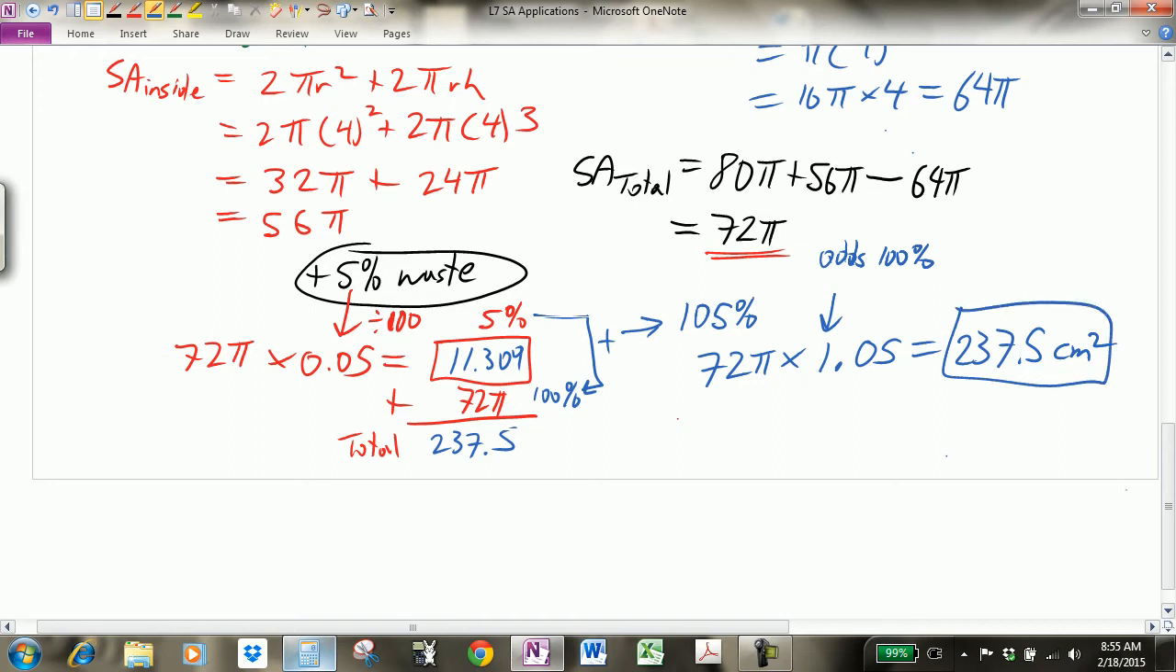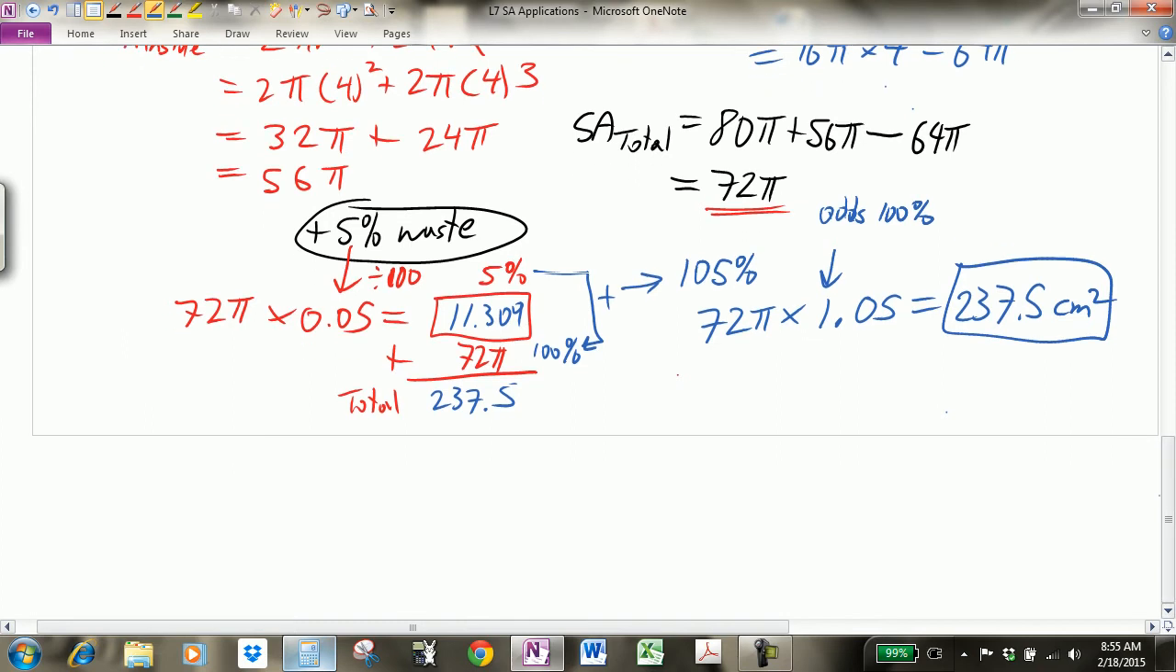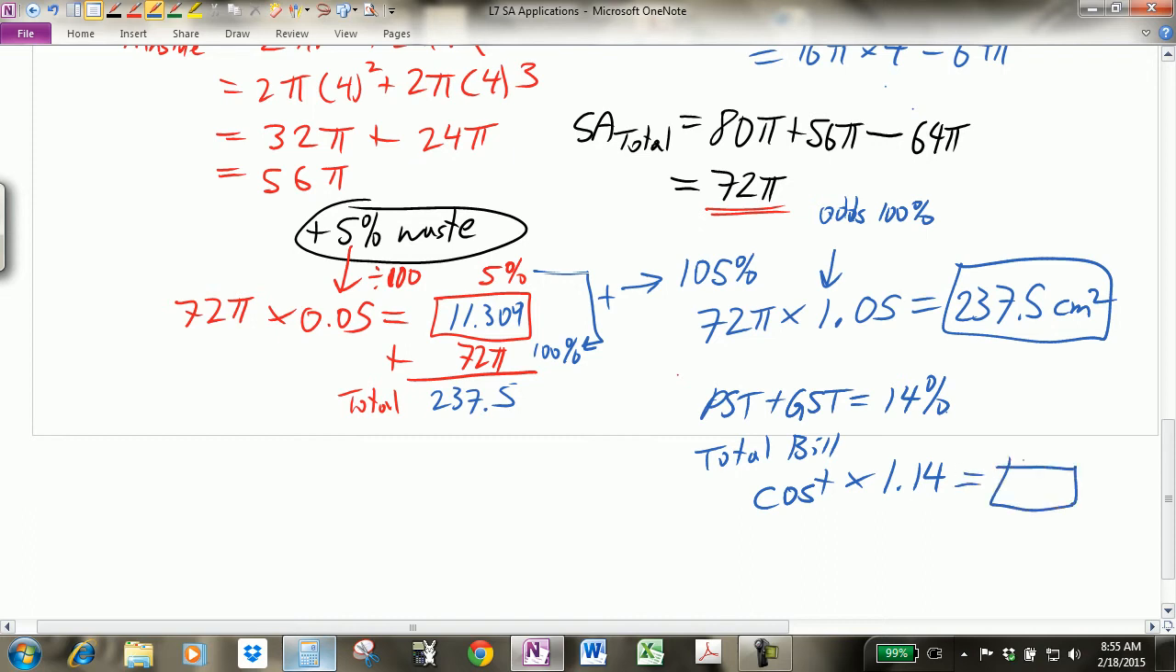It's just like when you're doing taxes, right? If PST plus GST equals 14%, the shortcut for your total bill would be your cost times 1.14. And then you can go straight to your total. So when you're shopping, that's kind of what you want to look at. Now your bill, they break it into the two taxes and add it up. It's the exact same thing. I almost guarantee you've seen that before.